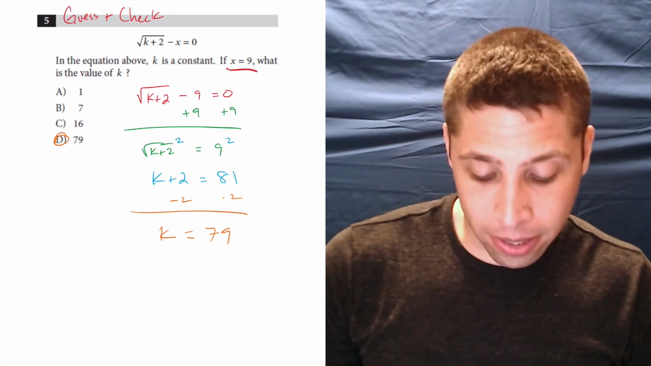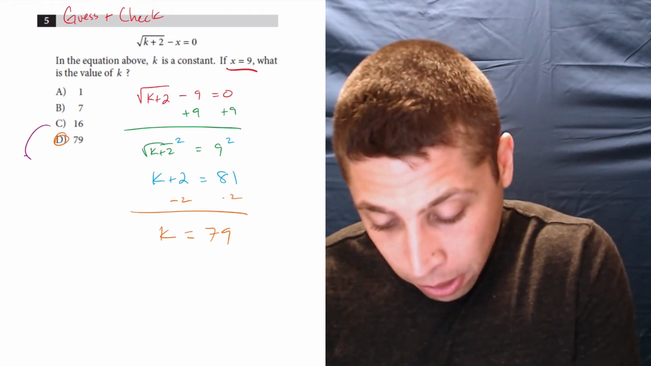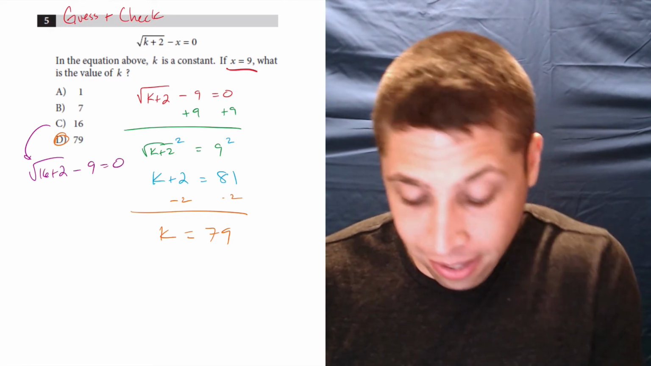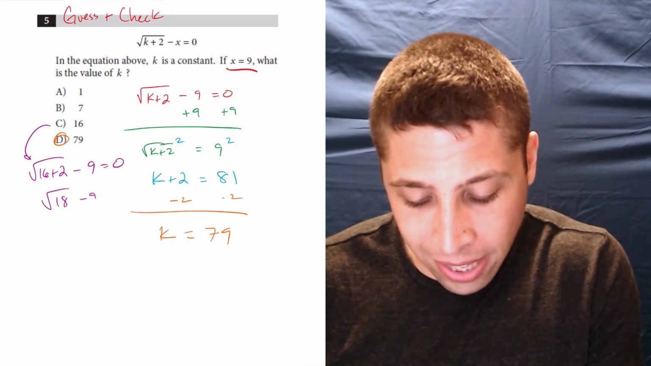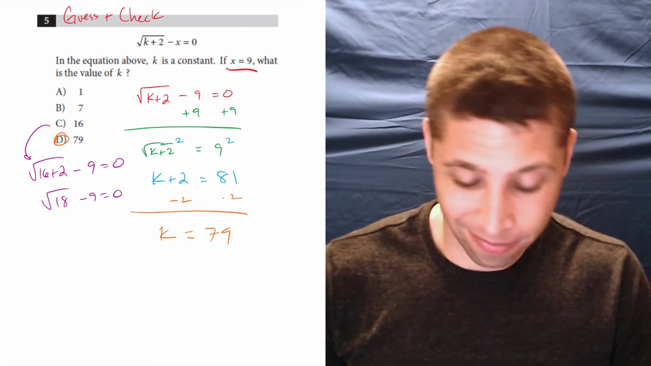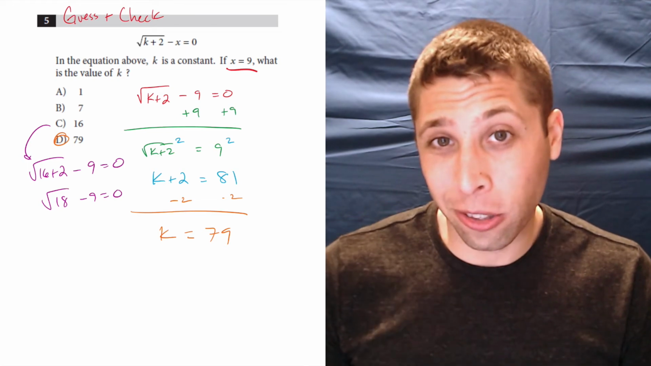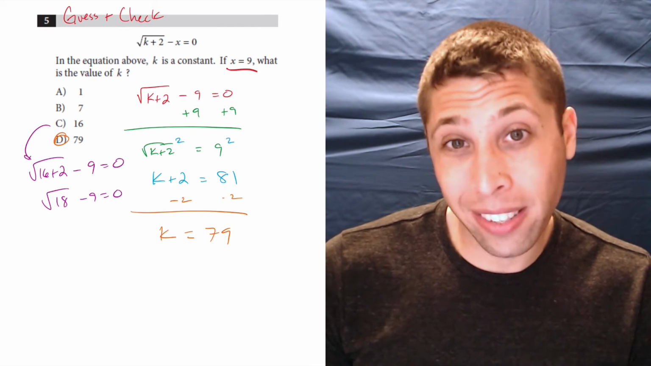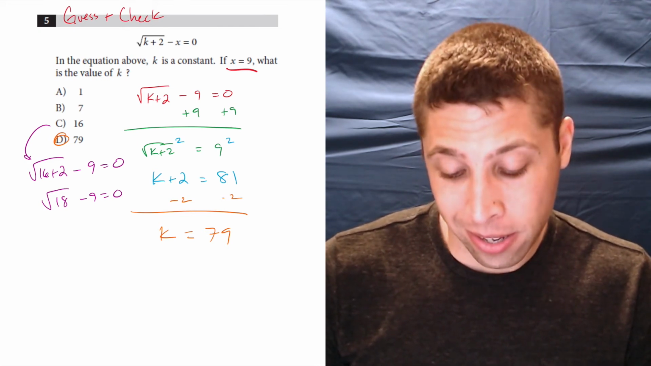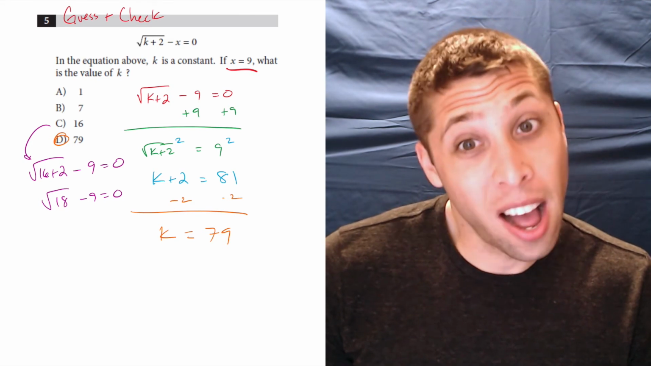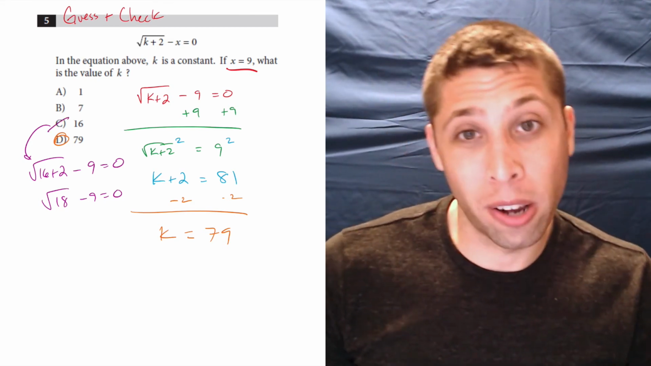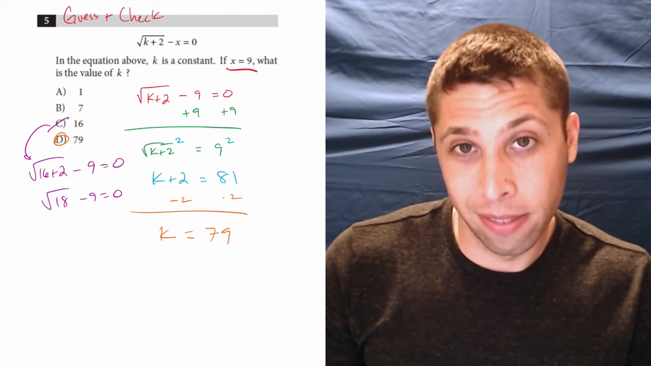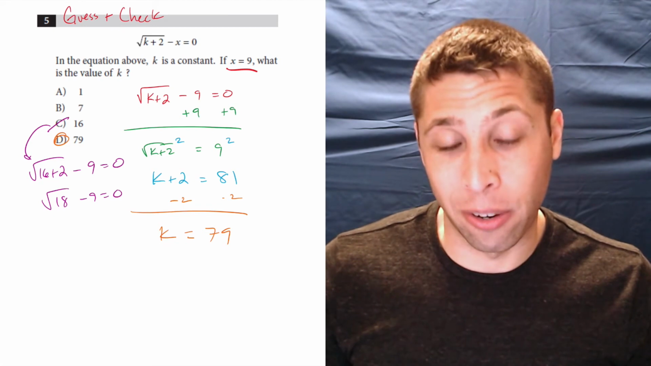And if we plugged in something like, I don't know, 16, let's just pick one here, we'd see that 16 plus 2 minus 9 is equal to 0. So the square root of 18 minus 9 is 0. Well, I know that the square root of 16 is 4. So the square root of 18 is probably a little bit more than 4. So that doesn't make any sense. It's not 9, right? So I'd be able to cross that out, and I'd hopefully be able to see that I need a bigger number, and then you just try D, and it's going to work. It's going to get what you need.